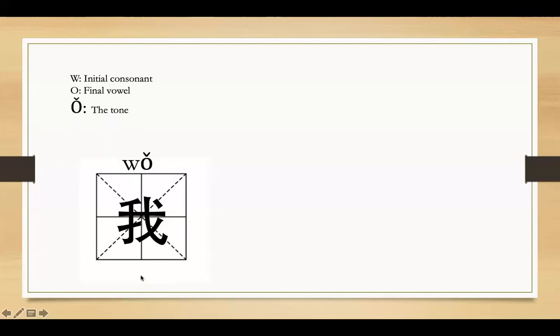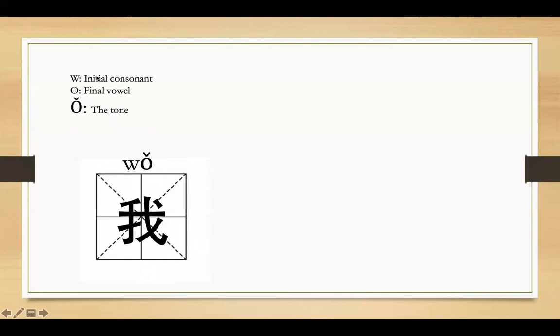Here, W-O, the pronunciation of a Chinese character is called Pinyin, which indicates how the character is pronounced. W is the initial consonant, and O is the final vowel. Because I cannot only type the little check mark, I included the whole letter with the tone mark. This indicates the tone. So when you see this, how do you pronounce this character? You start with the initial consonant, W, and the final vowel, O. Combine them together: wo. Then don't forget to add the tone; we have four tones in Chinese.